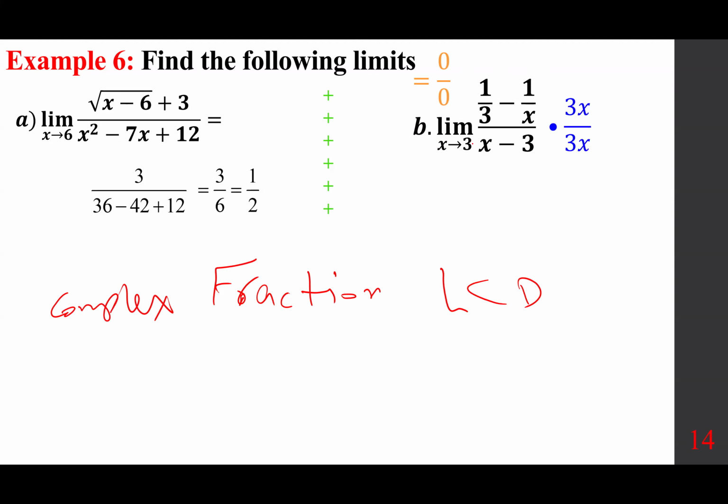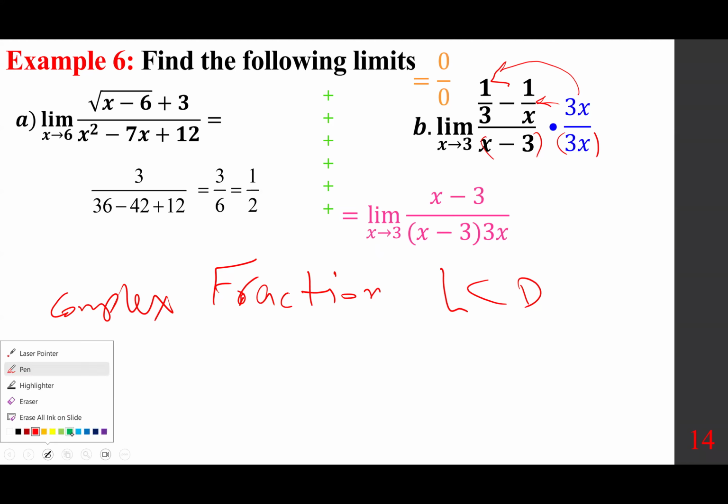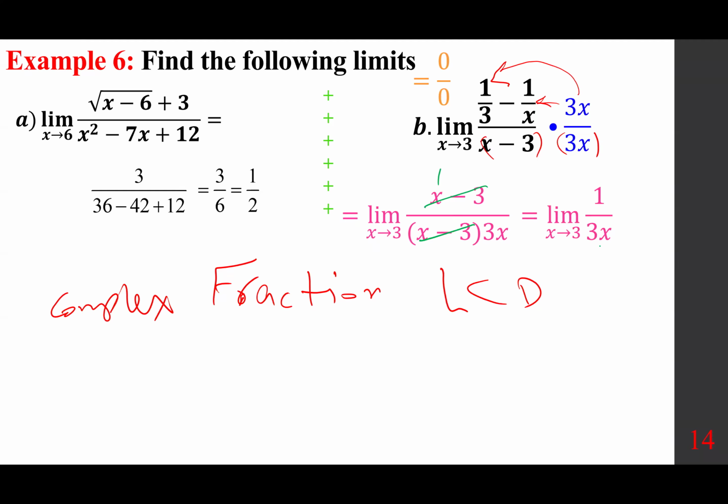And because x is approaching 3, x minus 3 is a problem. You never distribute the bottom. But when you distribute, this one gives you x, this one gives you minus 3, and you drop the common factor of x minus 3. And if you plug in, you get 1 over 9. So the technique for a complex fraction is LCD. In other words, simplify it into a simple fraction.